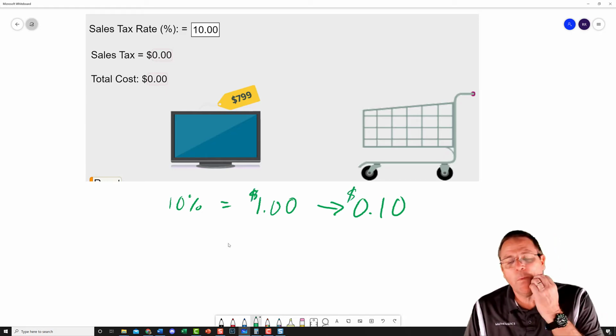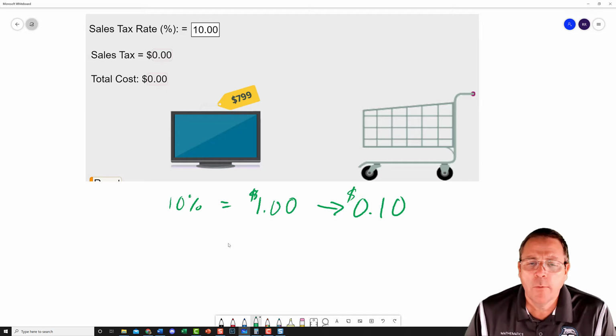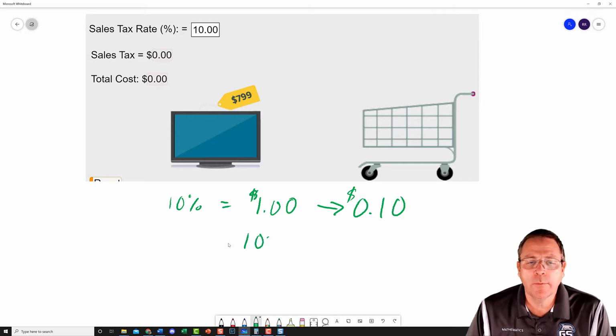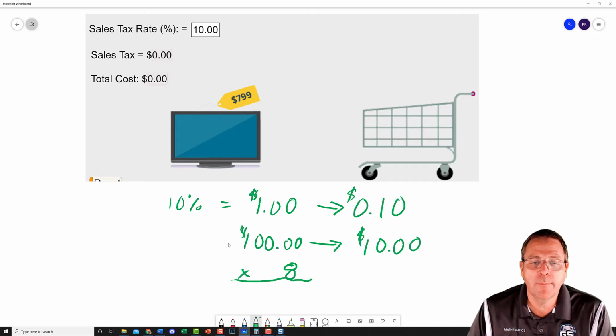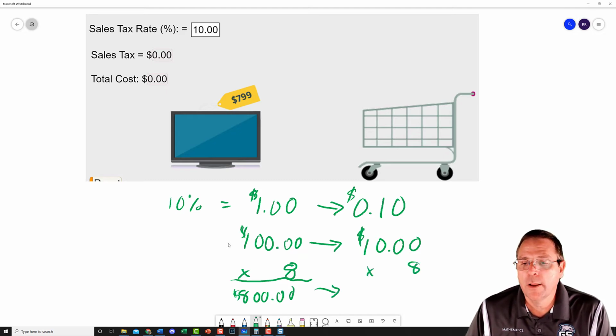But we're not spending $1, we're spending $800. Well, if you multiplied 1 times 100, you'd get $100, right? And if you multiplied 10 cents times 100, you'd get $10. So for every $100 you spend, you're going to have $10 in tax. But I'm not spending $100, I'm spending $800 on that new TV. 100 times 8 gives us $800. And if I do it on the left, I have to, that's right, do it on the right. So times 8 over here, that means now we're going to be looking at roughly $80 in taxes.